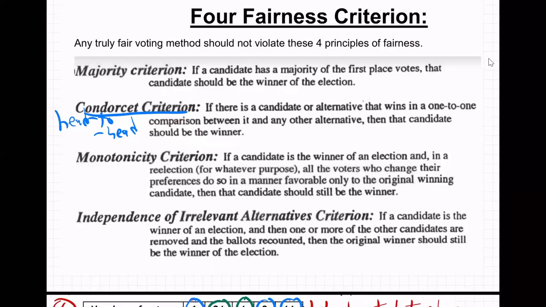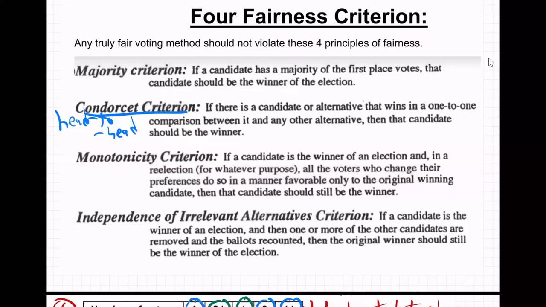This should happen. Somebody should win. If this is the case, that person should win. That's what they basically say. Each of them says, if this is the case, that person should win. So majority says, if anybody has a majority, they should win. And number 2 says, if anybody wins all the 1-to-1s, they should win. So if they don't, something bogus is going on, something bad. It's not fair.